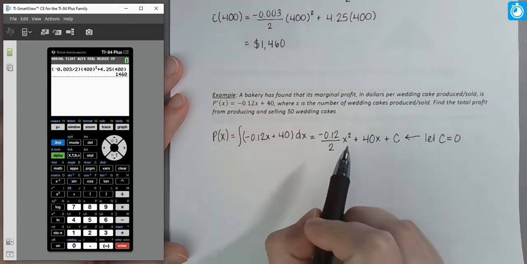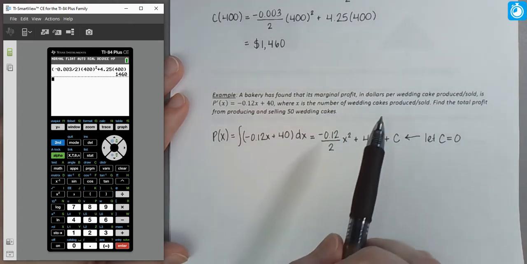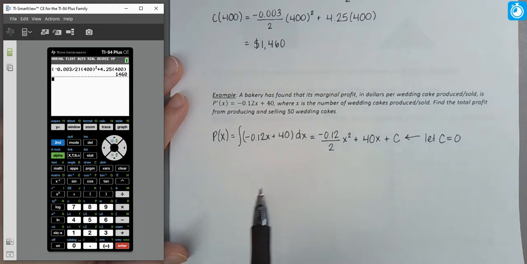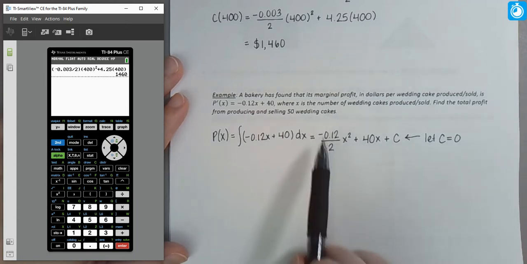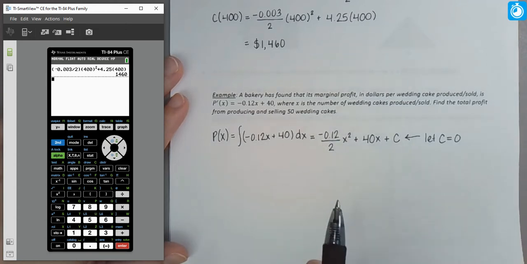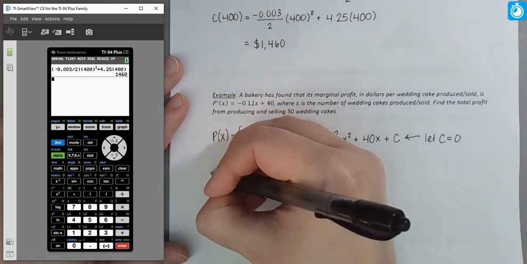Now I can reduce this if I want, or the whole goal is just to find an actual value. So we don't have to reduce our coefficient in order to plug values in and find the value we're interested in.